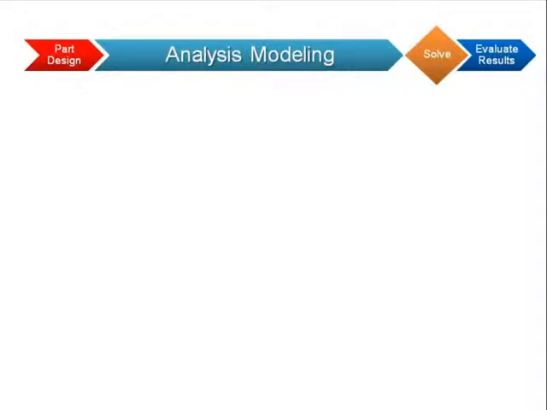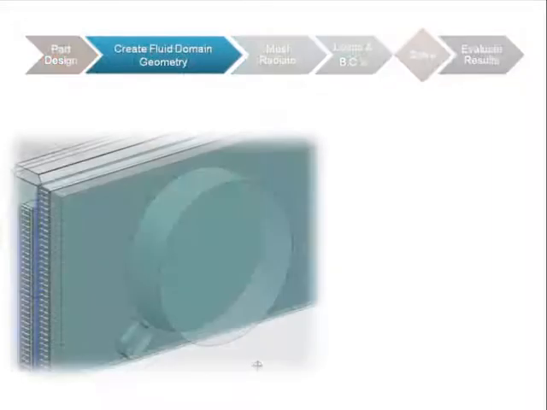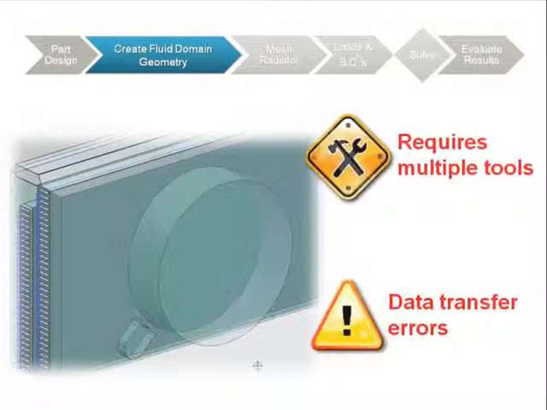Engineers face three main challenges to building their radiator analysis models under traditional processes. The first challenge is working with the initial design data and developing the geometry that represents the air flowing around and through the radiator, known as the fluid domain. Typical CAE tools don't have the geometry capabilities necessary to do this step efficiently. Instead, engineers often use multiple tools to create the fluid domain, which can then lead to data transfer errors.